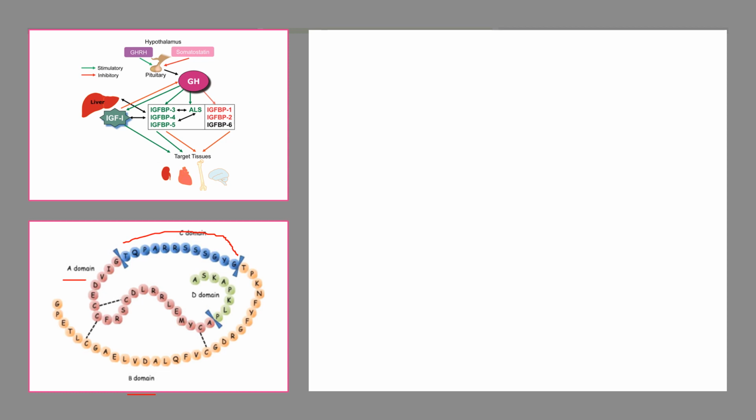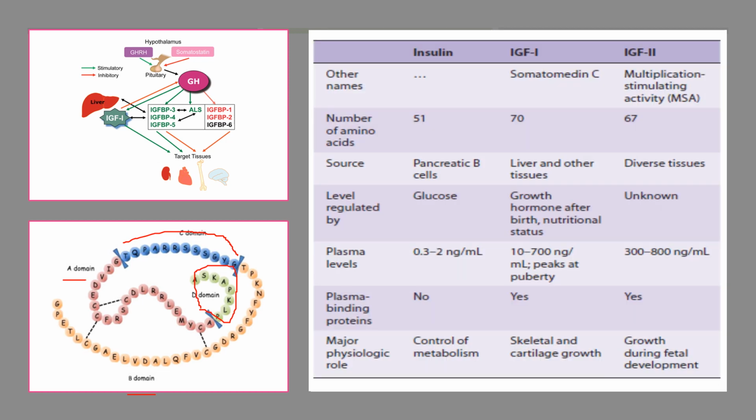Another important difference is that they have an extension of A chain that is called the D domain. Now when these insulin-like growth factors are released in the circulation, they will readily bind with some binding proteins. So up till now 6 IGF binding proteins have been discovered. Among them, IGF binding protein 3 is the major protein, constitutes 95% of the binding protein in the circulation.